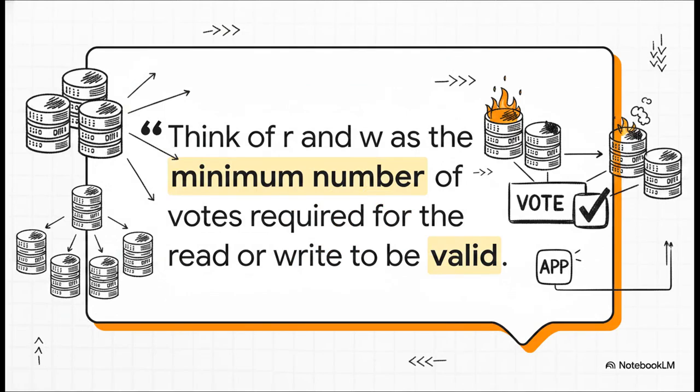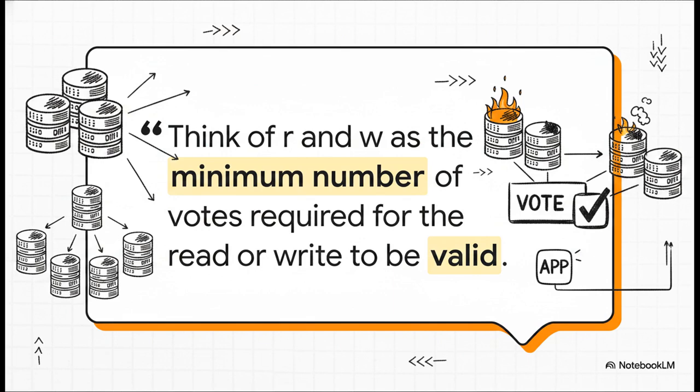As the source text states so perfectly, you can think of R and W as the minimum number of votes required for the read or write to be valid. You're essentially asking the cluster to vote on the state of the data. Typically, engineers will set these variables to a strict majority. So if you have 3 nodes in your cluster, you set both W and R to 2. If you have 5 nodes, you set them to 3.